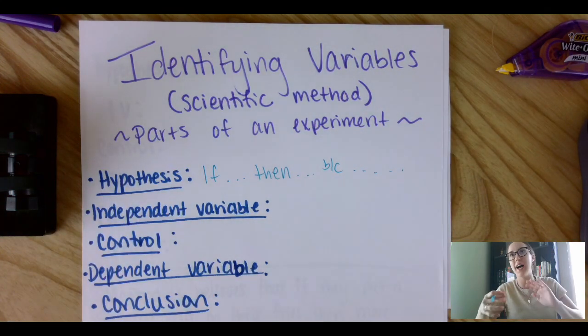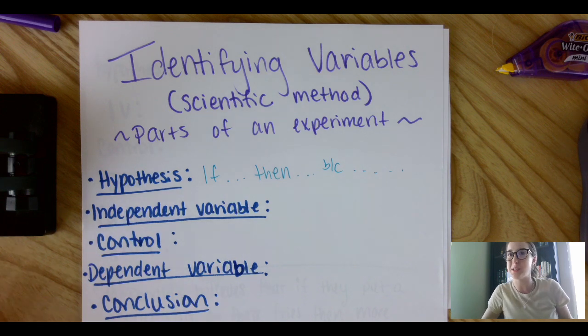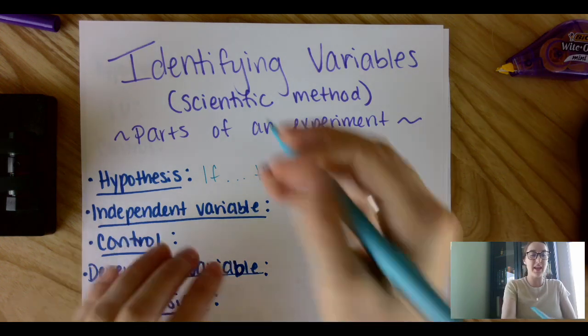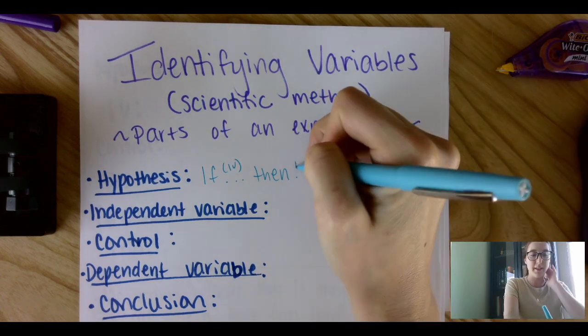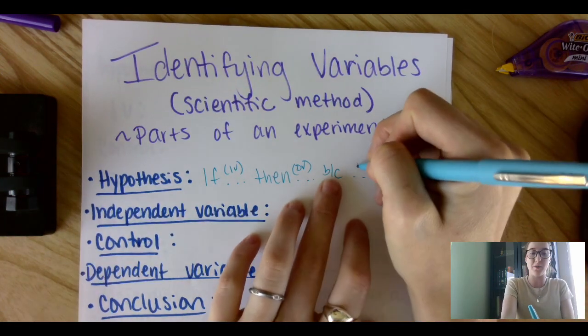So if I place 3 plants in a window with light and 3 plants in a window with no light, then the 3 plants with the light will grow because light is a necessary part of photosynthesis, which helps plants grow. So if I do this, then this will happen because. The if is where your independent variable is going to go, which I'll talk about in a second, then this is going to happen, the dependent variable, because, and then your reasoning.